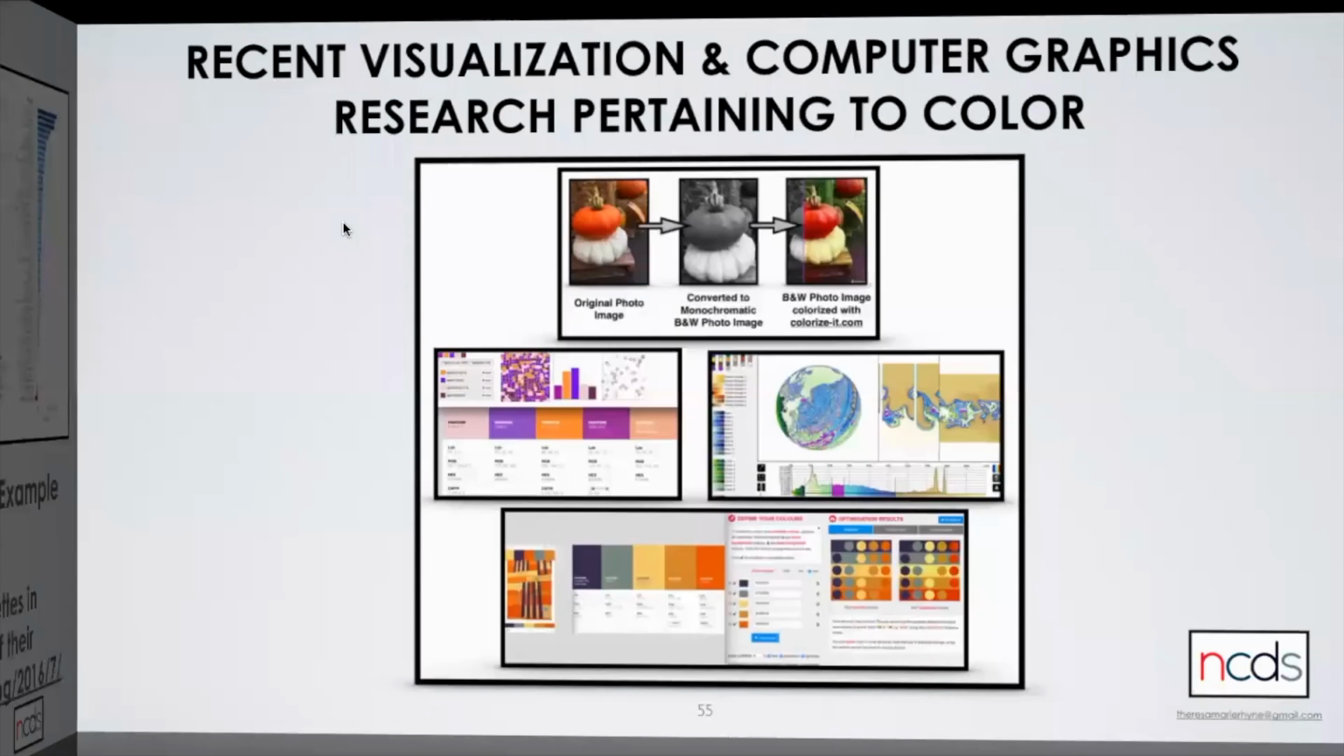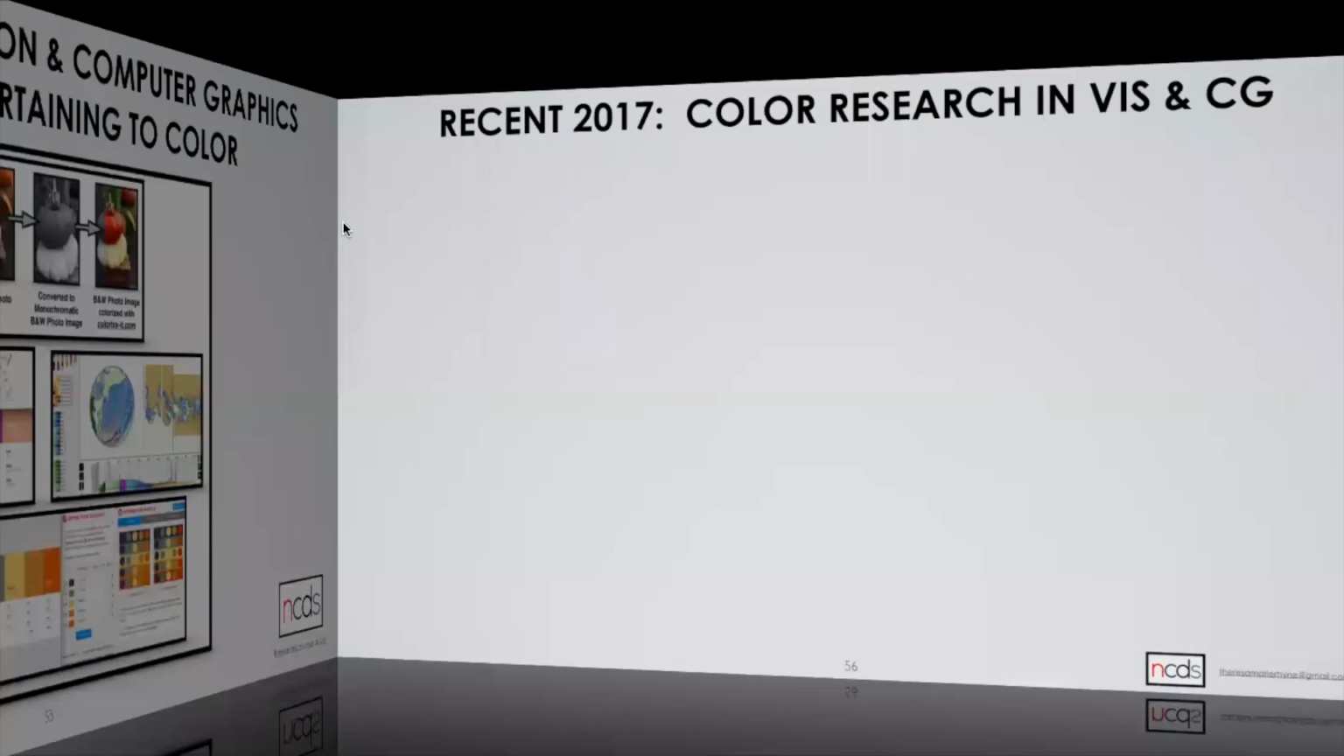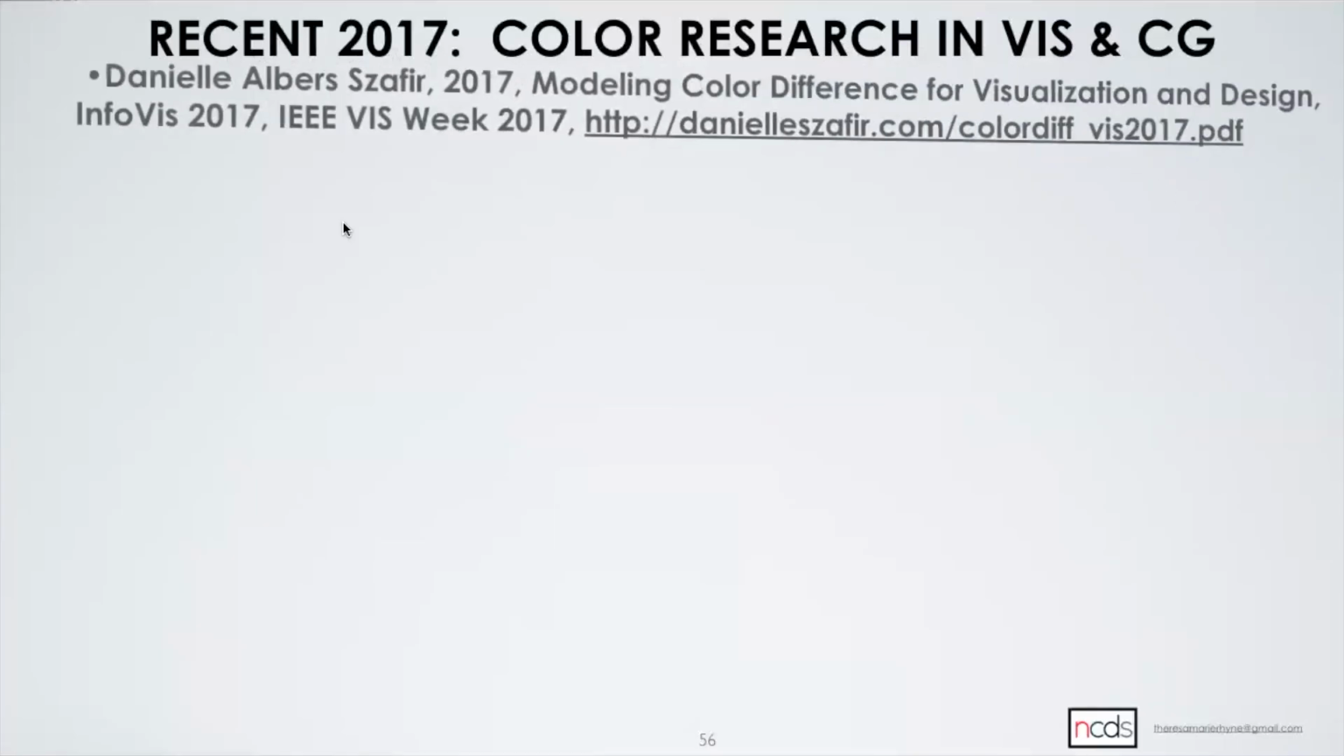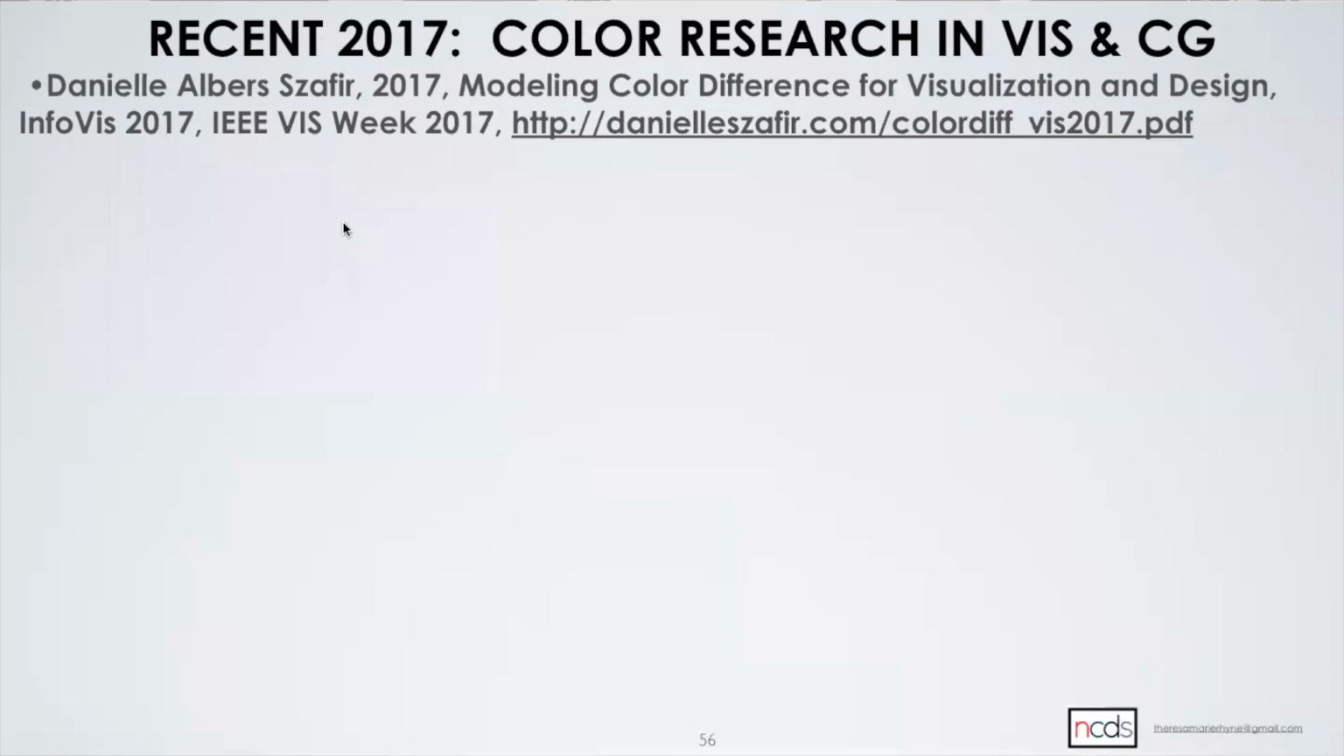So now I want to cover some recent trends in computer graphics and color research in the VIS and computer graphics community. Now these are articles, so I'm covering it. 2017 was a pretty exciting time for color. So this was done in October.